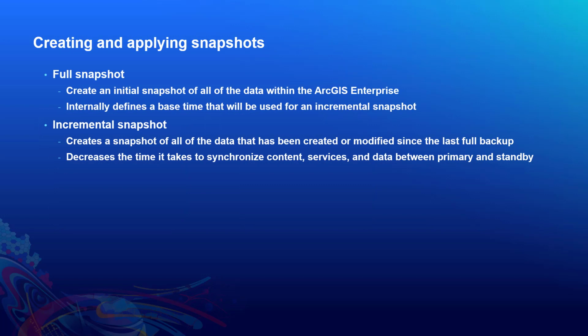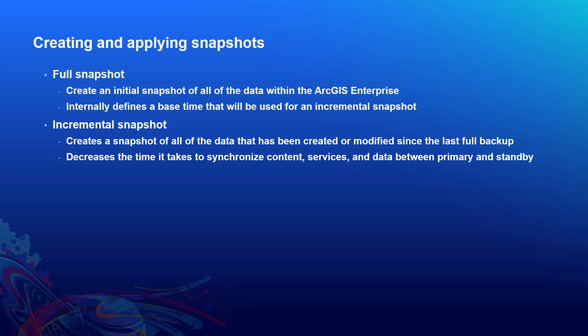Now once you've duplicated your deployment, so you have a primary and standby data center, the software is configured, you can begin taking snapshots. Now there's two different types of snapshots, a full snapshot and an incremental snapshot. So the full snapshot is similar to a backup that you would create for backing up and restoring a backup. It creates a snapshot of all the data within ArcGIS Enterprise. Now this is done hot, so there's no downtime that's incurred by taking a backup.